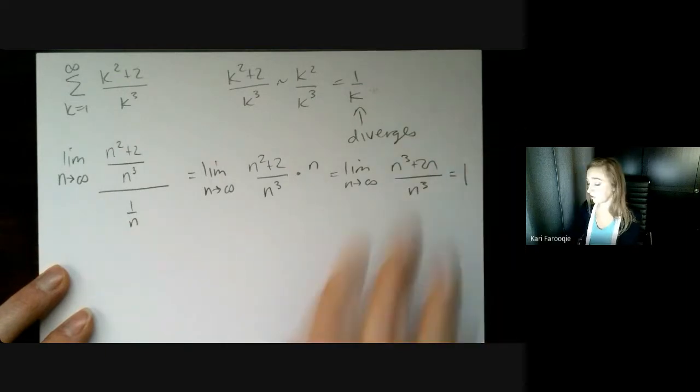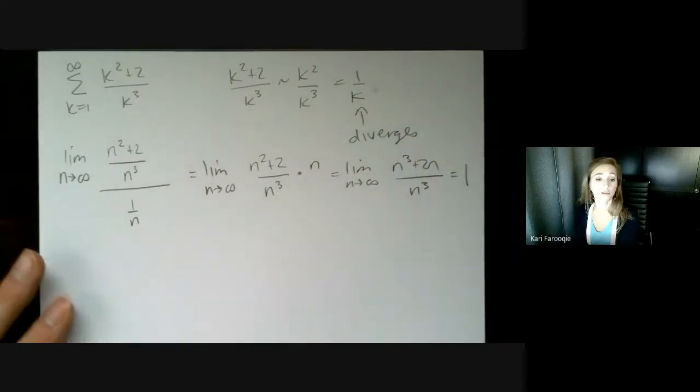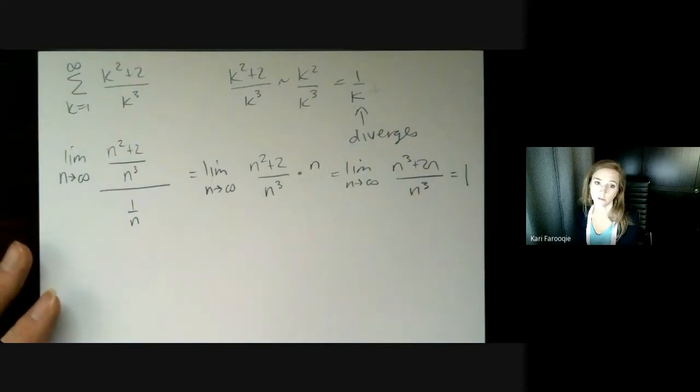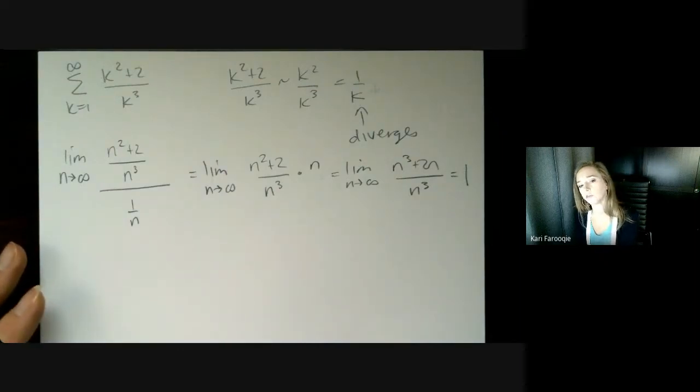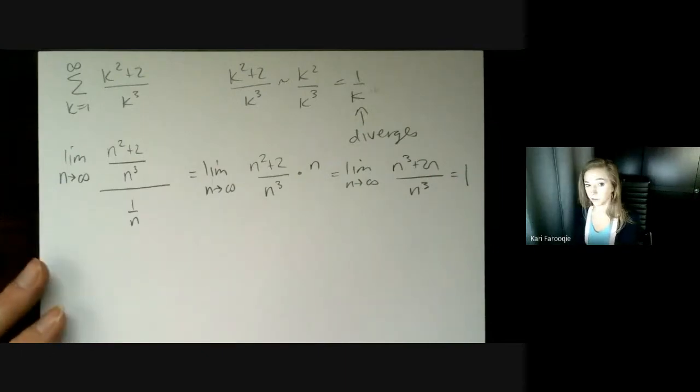And your degrees are the same in the numerator and denominator. So the limit as n approaches infinity is going to be the ratio of the lead coefficients, which is going to be 1 over 1, which is 1. Therefore, your limit is 1.